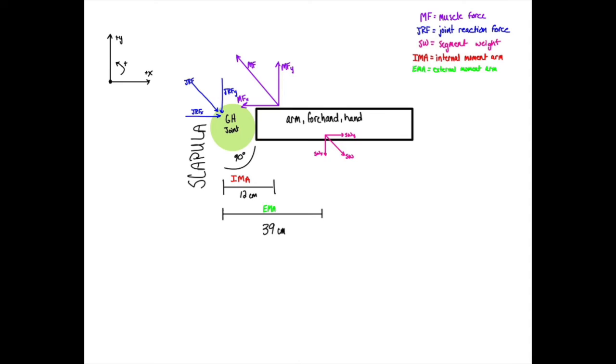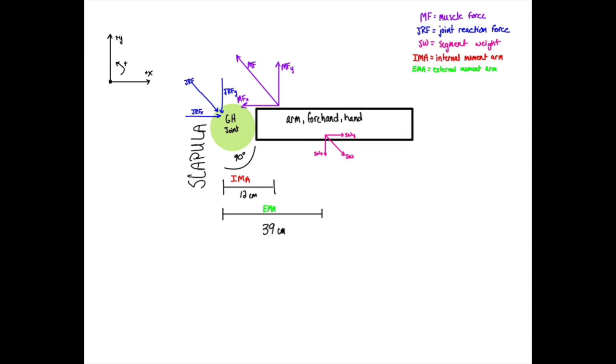The external moment arm in this case would be the middle of the length of the arm, forearm, hand segment since only the weight of the segment is being moved. The internal moment arm would be the length from the axis of rotation to the point of action of the muscles being used for this movement.